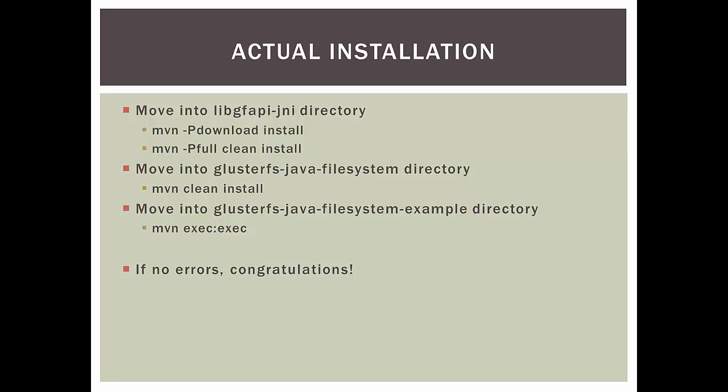Move into the libgf API JNI directory and type the command shown here. Once those are finished, move into the Gluster Java file system project and type the command shown. Then move into GlusterFS Java file system example and type the command shown. If all four commands execute without error, then you can begin work on expanding the project.